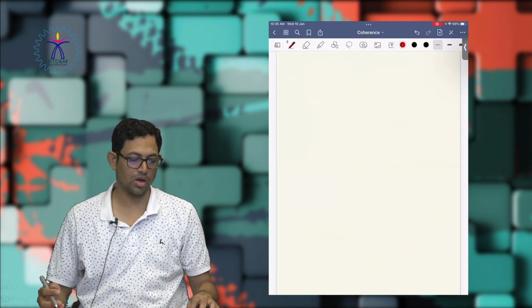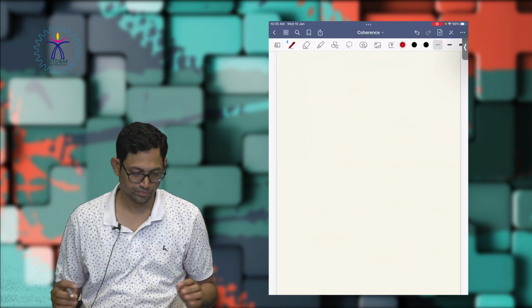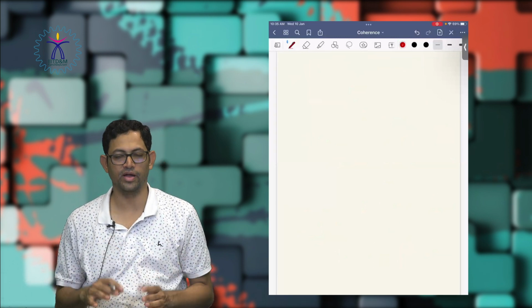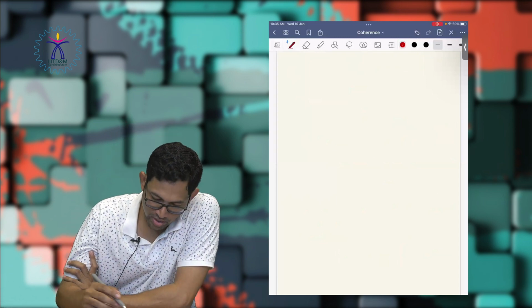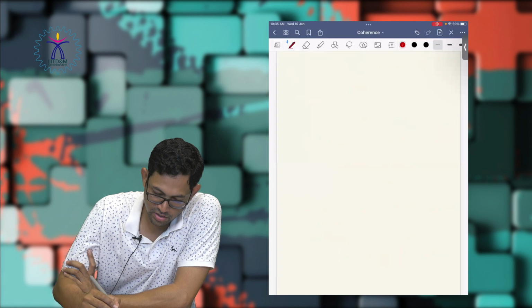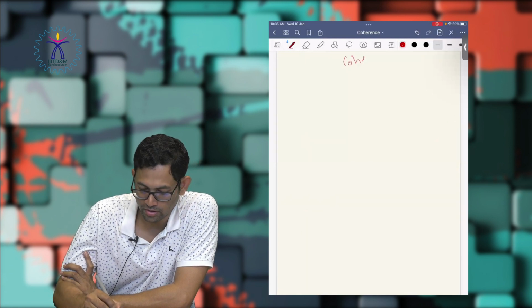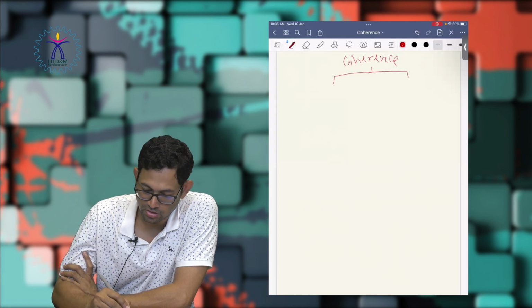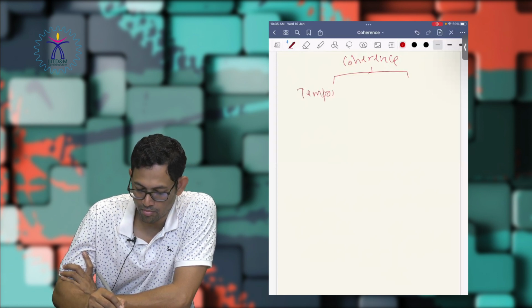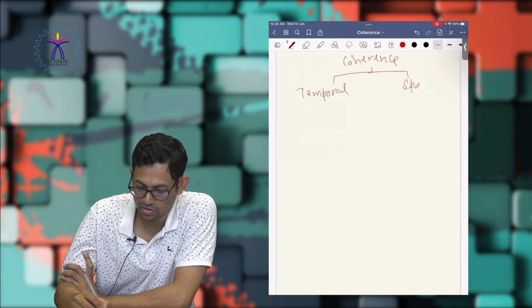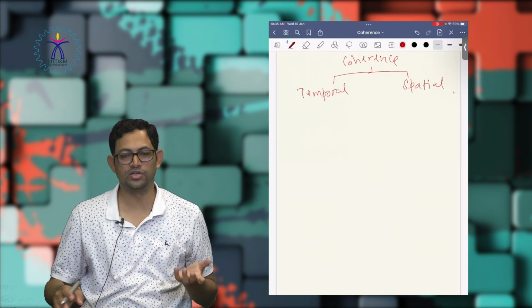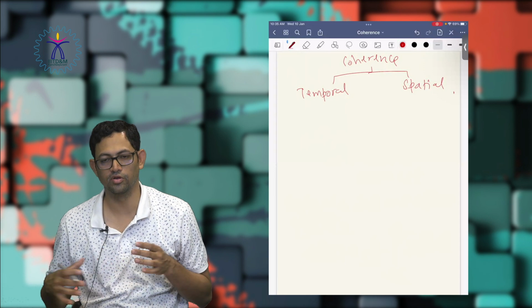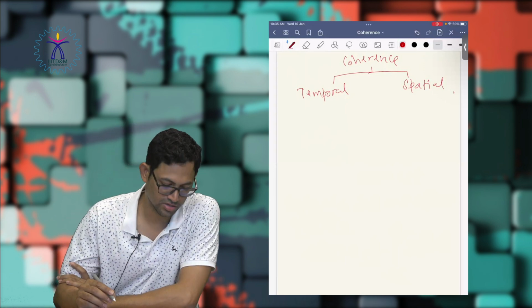Now let us understand how we define coherence. So what is coherence? Coherence can again be differentiated into 2 characteristics, as we have discussed earlier. It could be temporal coherence, or it could be spatial coherence. So we start with the definition of temporal coherence, and then slowly we will build up to spatial coherence as well.